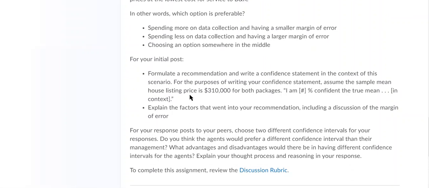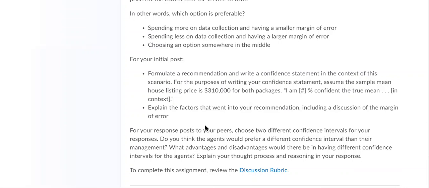For your initial post, you're going to formulate a recommendation, write a confidence statement in the context of the scenario. For the purposes of writing your confidence statement, assume the sample mean housing list price is $310,000 for both packages. Explain the factors that went into your recommendation, including a discussion of the margin of error.